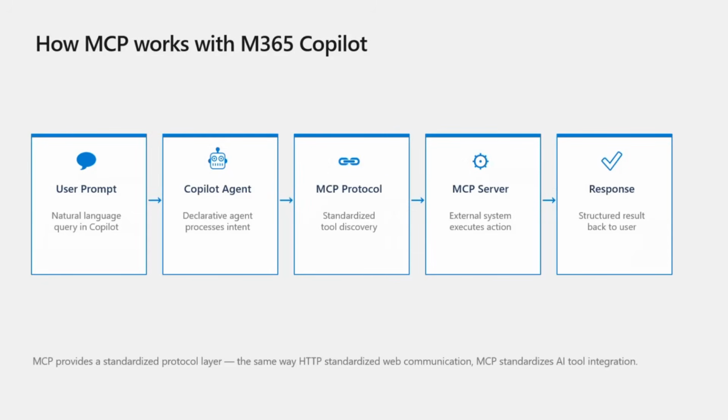Now, how does MCP work with M365 Copilot specifically from the user's perspective? This is the flow that you can really expect. The user will prompt Copilot, just send a question to it. Behind the scenes, the declarative agent will interpret the intent and decide whether it needs any external data or actions, and then it can use MCP for tool discovery. Essentially, MCP is that standardized layer that lets Copilot discover and invoke the right capability on an external system. The result comes back in a structured form and is presented to the user.